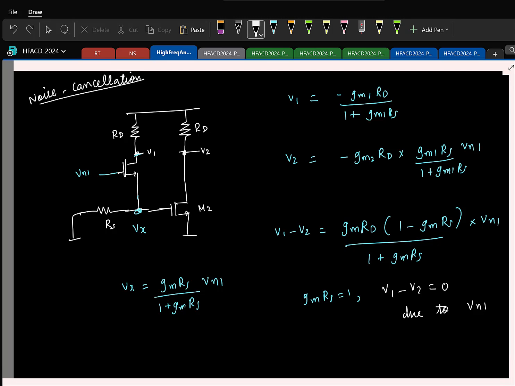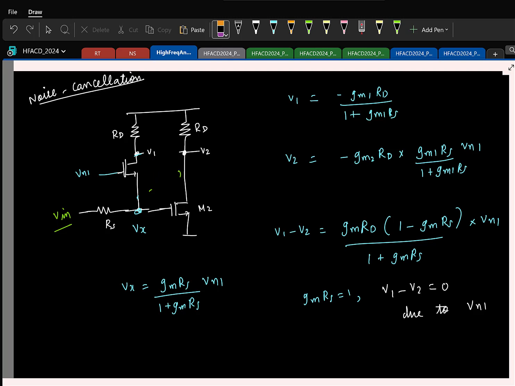One thing to notice: when you're cancelling noise, you should make sure that the input doesn't get cancelled. Remember, your noise is adding with your input. When you're attempting to cancel noise, if your input is cancelled, there is no point. So you can verify what's happening to the input also. Let's say I have Vin here. Let's look at the signs of the signals. If I apply Vin here, will V1 be plus Vin or minus Vin?